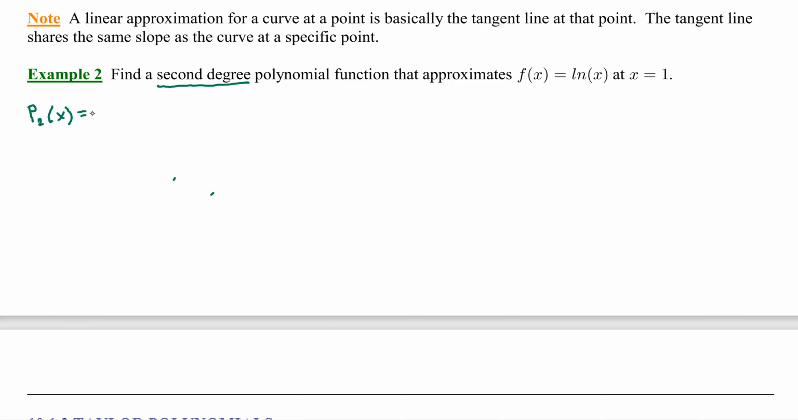And I'm going to write this as a naught plus a sub 1 x plus a sub 2 x squared. So the coefficients, the a's there, represent real numbers. So I've simply designed a general quadratic equation or a general degree 2 polynomial equation.